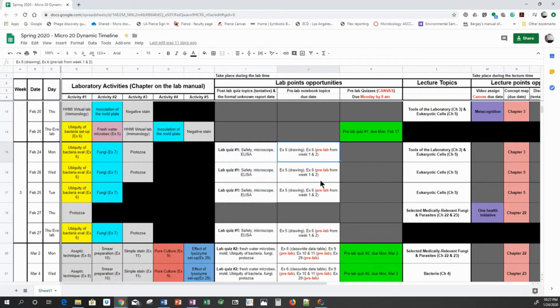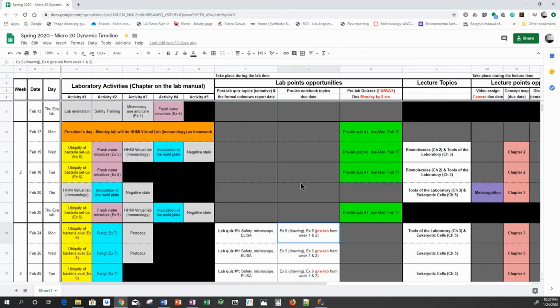Okay, what topics will be included on the post-lab quizzes? Well, here you can see the topics that will be covered in the post-lab quizzes. So for example, on week 3, you will have your very first post-lab quiz. It will cover the topics of safety, microscope, and ELISA.